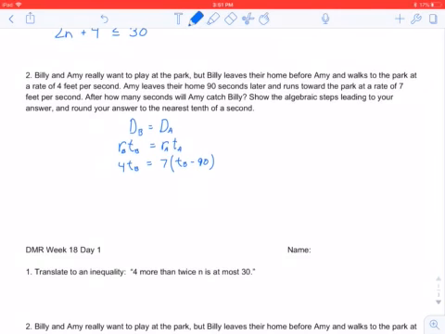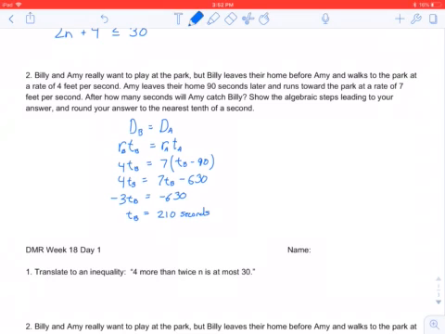Now we have an equation with just one unknown, Billy's time. We can solve for this. So let's solve for Billy's time. We distribute. We combine like terms. And we divide by -3. So I go to my calculator, and -630 divided by -3 is 210 seconds.